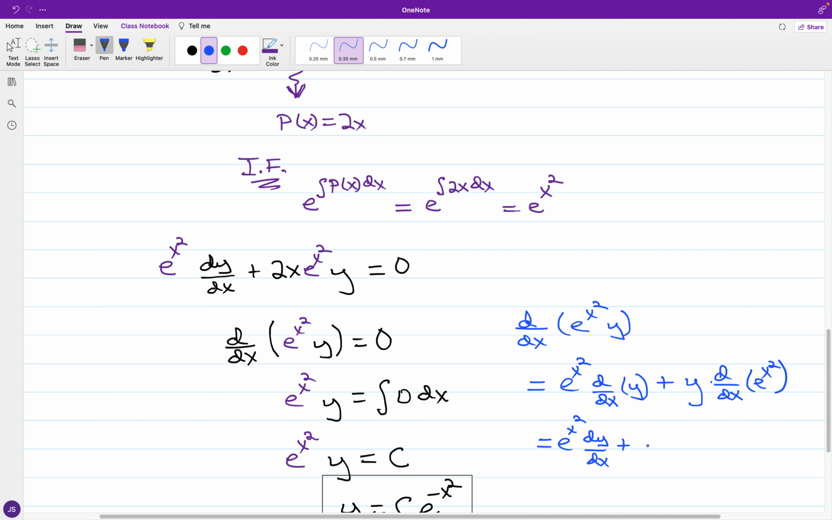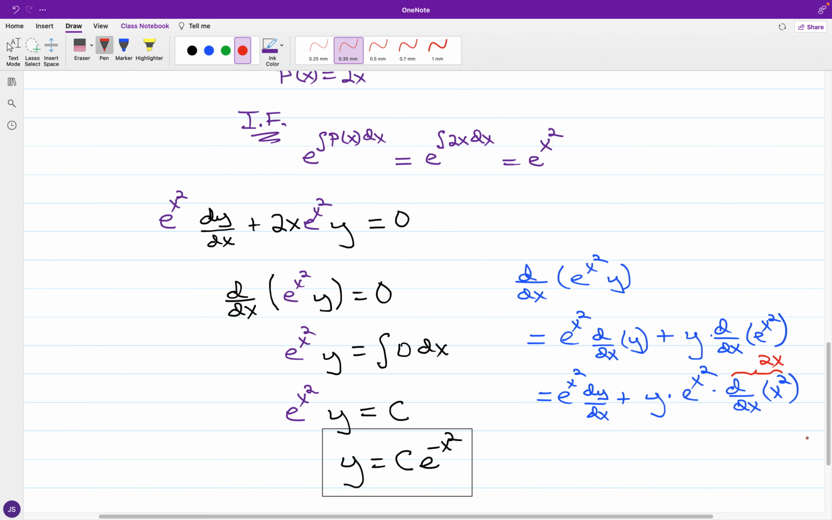If you notice the case, you have y, and for e to the x squared, we're going to have in the mix y times e to the x squared, and again, you have times the derivative of x squared, and for this portion, this will go to 2x. And if you already see that the derivative of e to the x squared goes to 2x e to the x squared, that's quite all right.